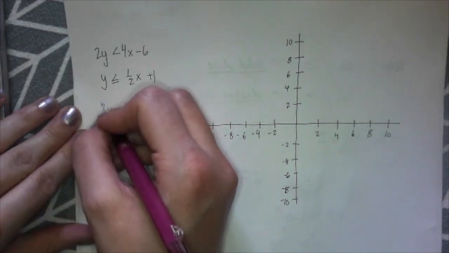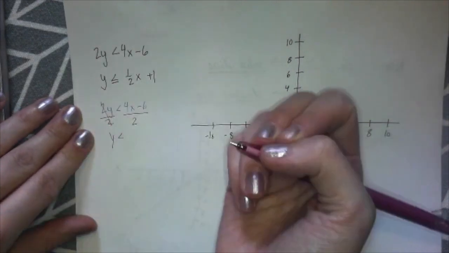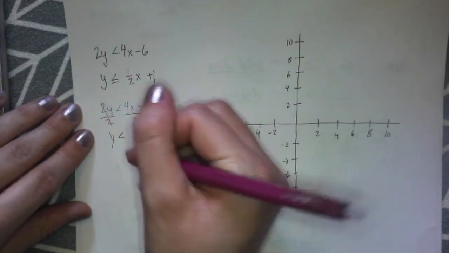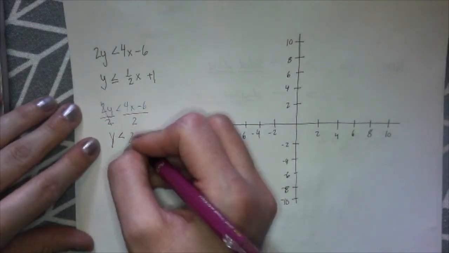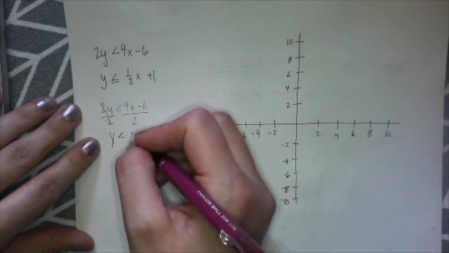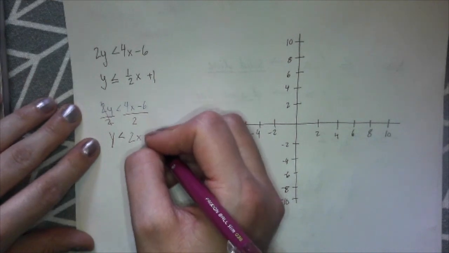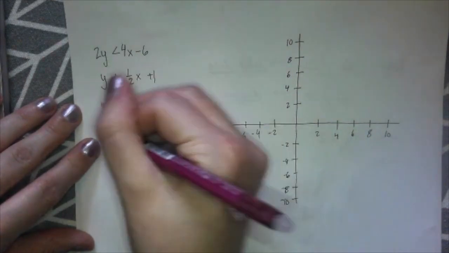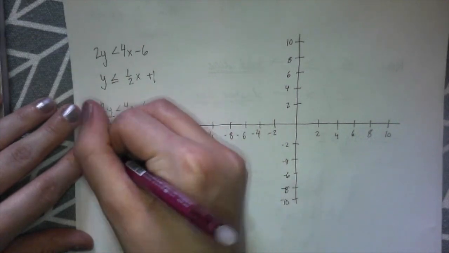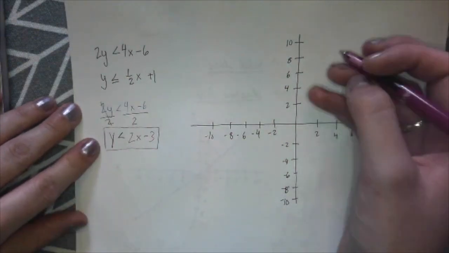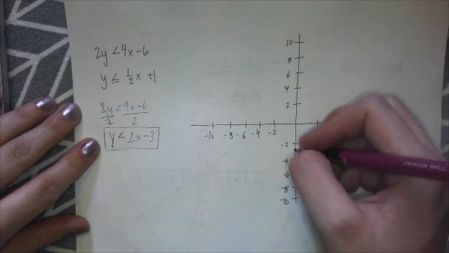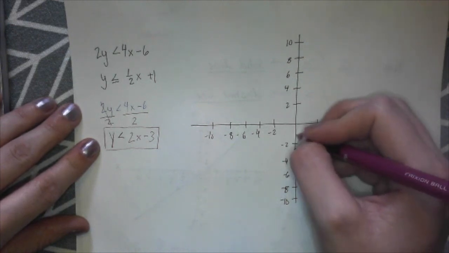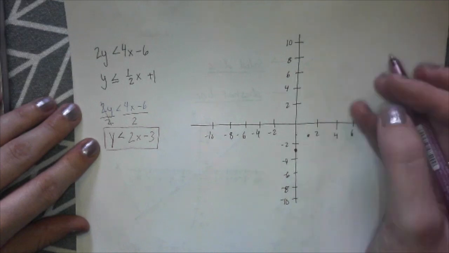So 2y divided by 2 just leaves us with y. No negatives, so we're left with y is less than 4x divided by 2, which gives us 2x. Negative 6 divided by 2 gives us negative 3. So we have this line completely in slope-intercept form, so let's go ahead and graph it. We're going to start by going down 1, 2, 3 to find our y-intercept, which is negative 3. And then we're going to go up 2 over 1. So we wind up with a point right there.